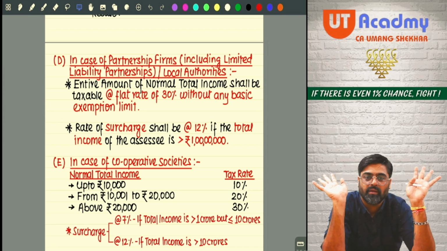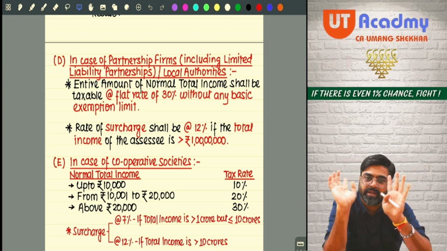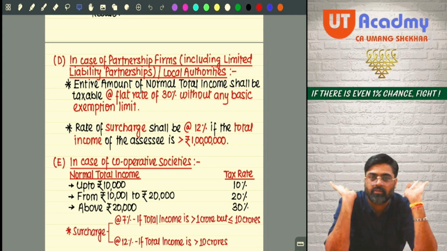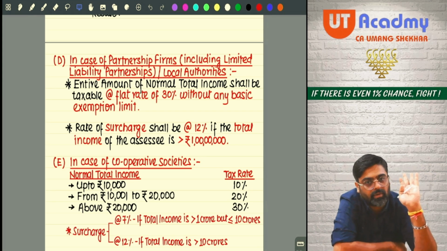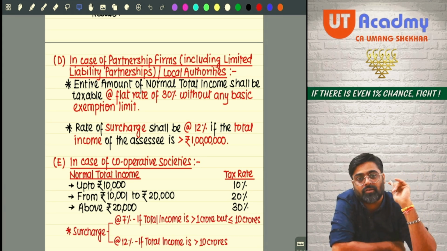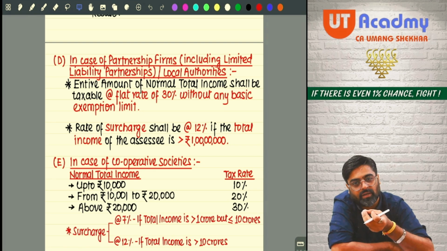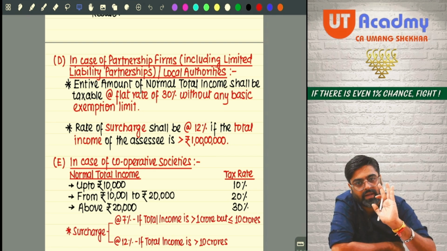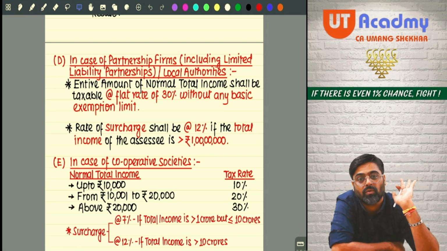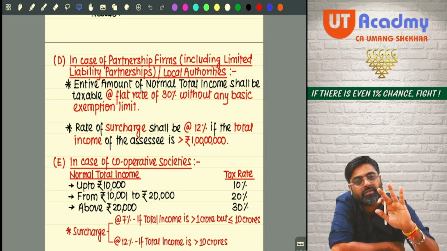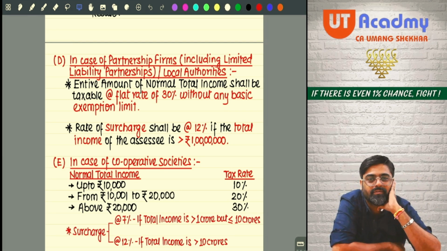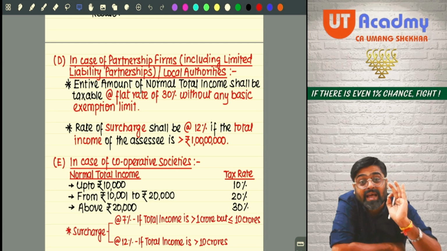For everyone, either with surcharge pay the tax, or without surcharge pay the tax. But there is no concept of rebate for any other assessee other than individual. Yes or no? And the surcharge rate is very easy over here. Whatever special tax you have calculated, whatever normal tax you have calculated, entire tax 12% surcharge. Entire tax 12% of surcharge.